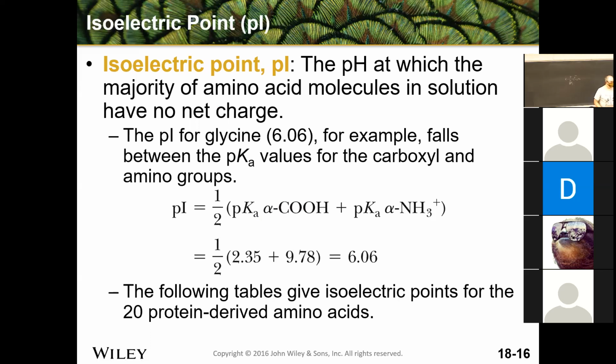All right, the isoelectric point, or PI, is the pH at which the majority of the amino acid molecules have no net charge. The PI for glycine, for example, 6.06, falls between the pKa values for the carboxyl and amino groups. Okay, so if we average pKa1 and pKa2, we get the isoelectric pH. Okay, and here are those values. This is pKa1, pKa2. That's for loss of a proton from the NH3 plus group.